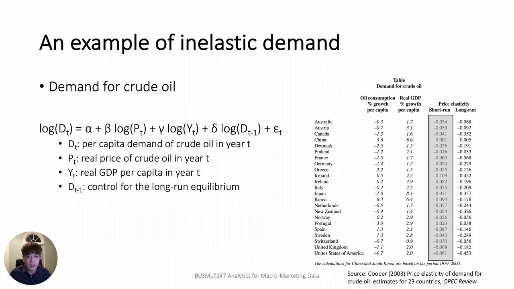log y_t, and the log of the lagged demand, which is a control for the long-run equilibrium. Then the coefficient beta is the price elasticity of demand. The shaded column presents the estimate of the coefficient beta across the countries. As you can see, all values are greater than -1 and very close to 0, implying that demand for crude oil is extremely price inelastic.